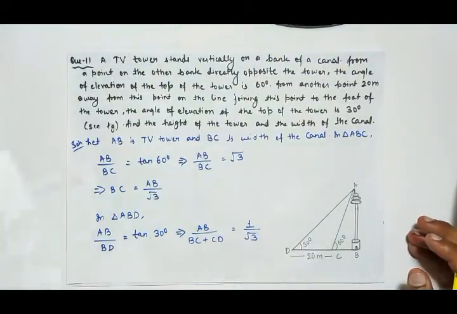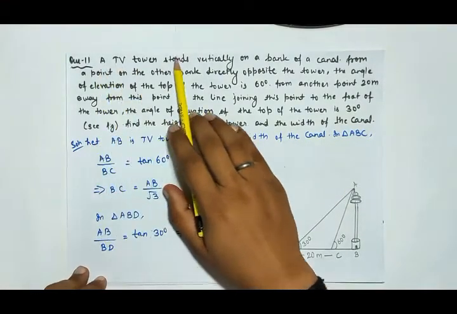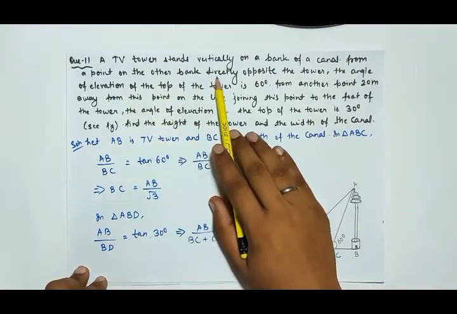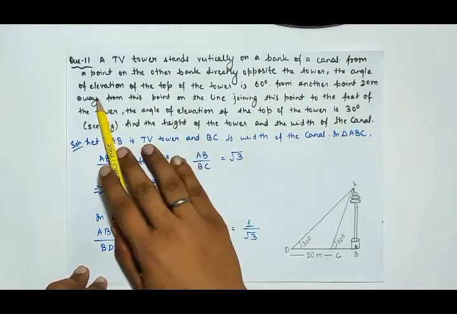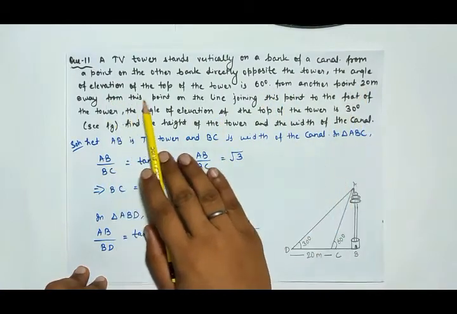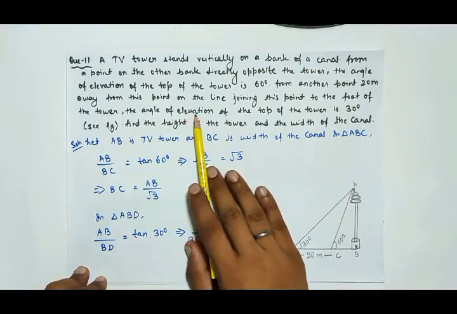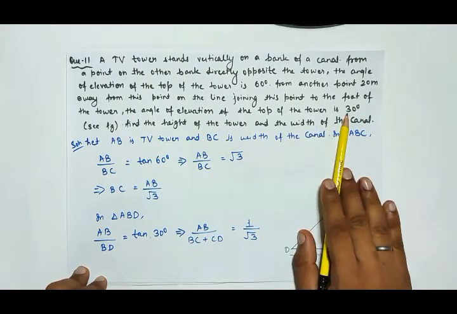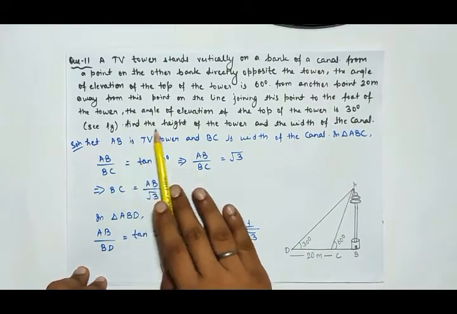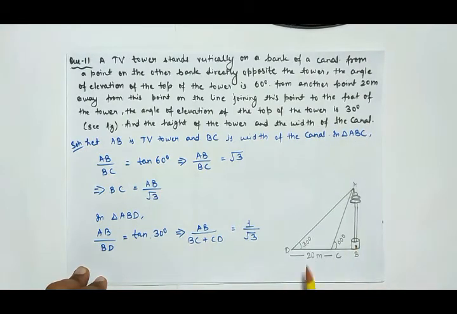So now move on to the next question. Question number 11 says a TV tower stands vertically on a bank of a canal. From a point on another bank directly opposite the tower, the angle of elevation of the top of the tower is 60 degree. From another point 20 meter away from the point on a line joining this point to the foot of the tower, the angle of elevation of the top of the tower is 30 degree. See figure. Find the height of the tower and the width of the canal.